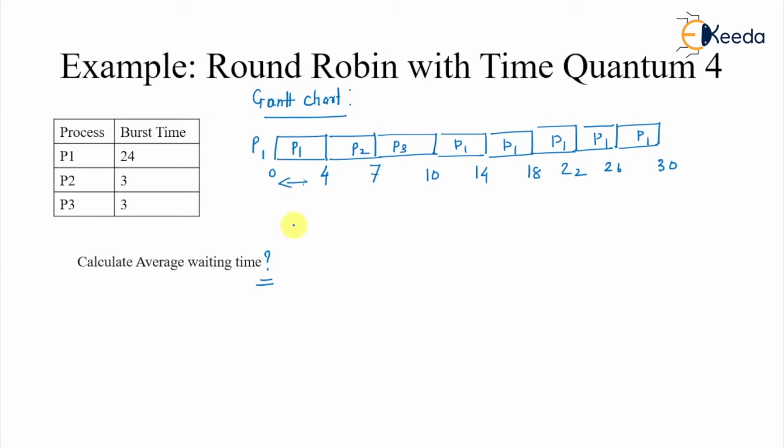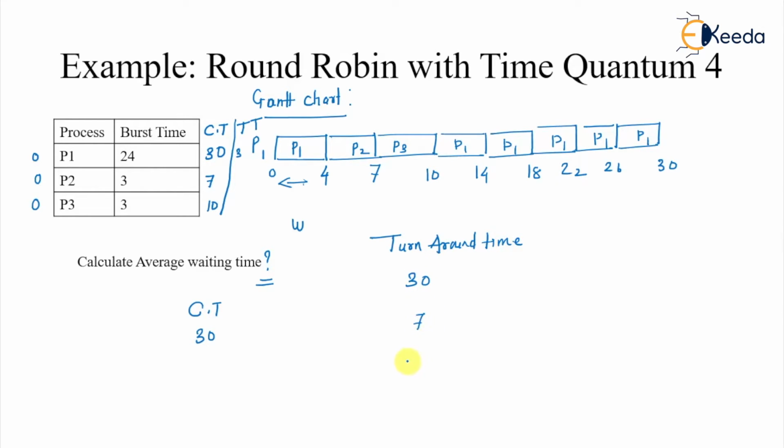Now if you talk about the waiting time, first I can calculate the completion time, say CT. The completion time here is 30, 7 and 10. Nothing is mentioned about arrival time, so I assume that all arrived at time zero. Turnaround time is completion time minus arrival time, so the turnaround time will also be 30, 7 and 10. Correct?